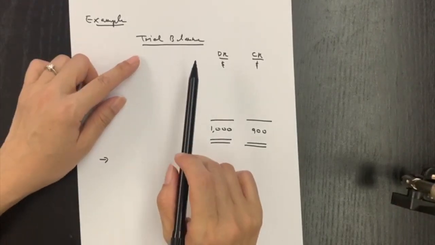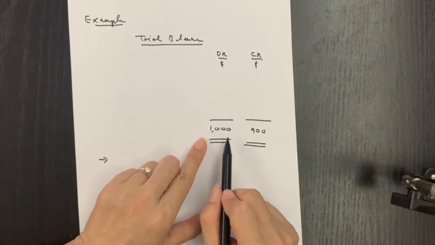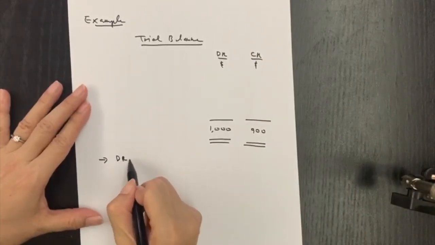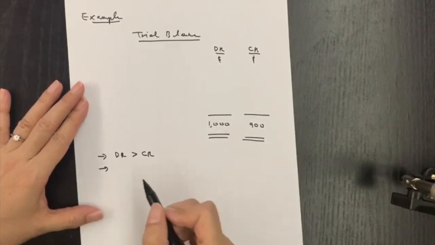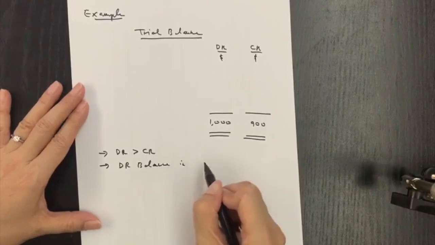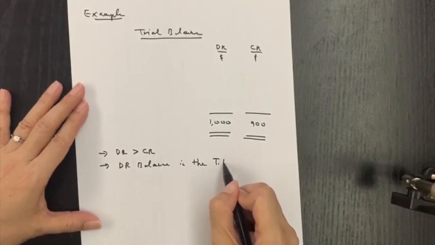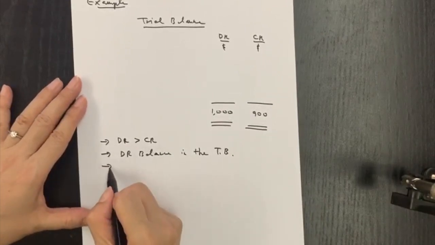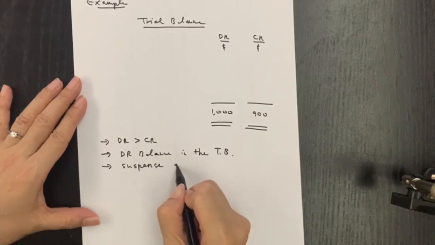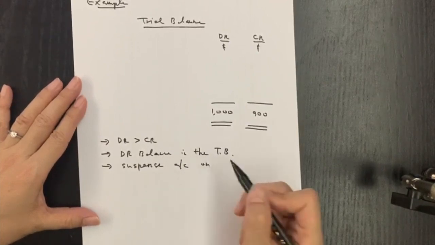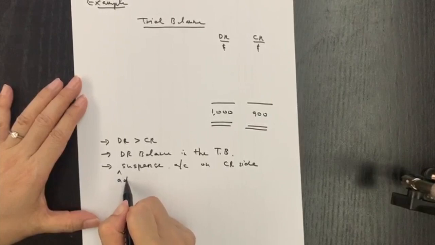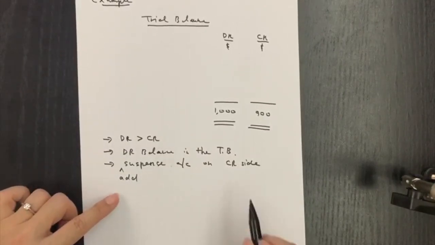Now here is another trial balance, but this time we have 1,000 total on the debit side. However, we only have 900 total on the credit side. So this time the debit side is bigger than the credit side. So we say that there is a debit balance in the trial balance. All right, and this time we add a suspense account on the smaller side, which is the credit side, with the difference. So add suspense account on the credit side, which is the smaller side.